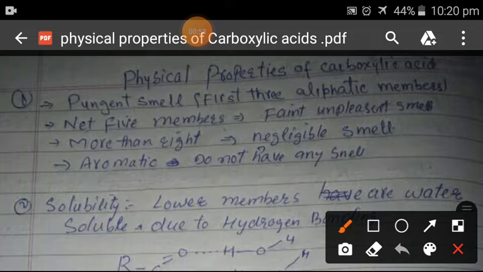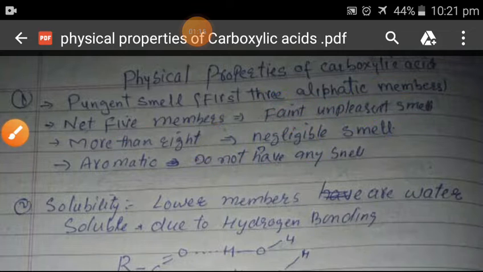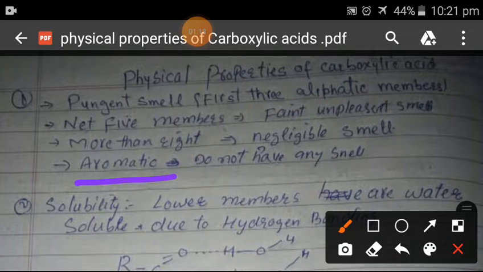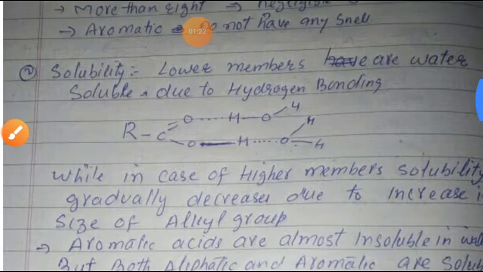butanoic acid, pentanoic, hexanoic, there is an increase in the number of carbon atoms, so this smell gets faint. As a result, they have some unpleasant smell. Clear? But when the number of carbon atoms increases, there is no smell at all. Negligible smell occurs in the case of higher aliphatic carboxylic acids. But aromatic compounds do not have any smell. Clear?